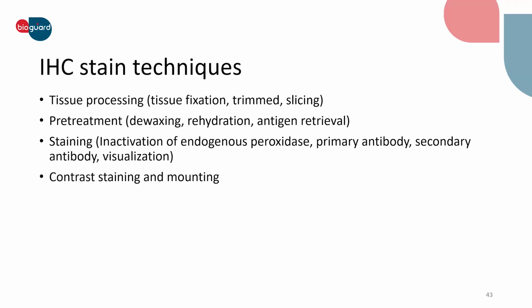To make the tissue easier to read, we add hematoxylin to stain the nuclei blue. Then the slide is dehydrated and coverslipped, so it's ready to look at under the microscope. Each of these steps is important for getting a clear, accurate, and reproducible IHC result.